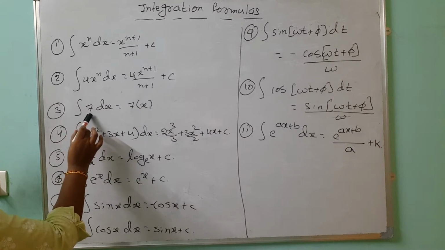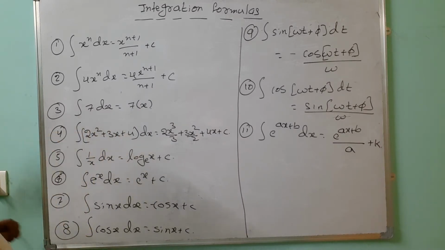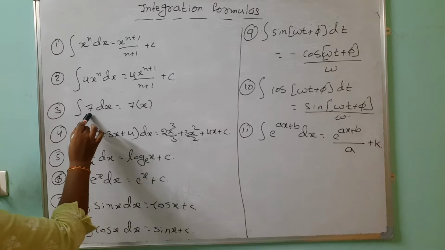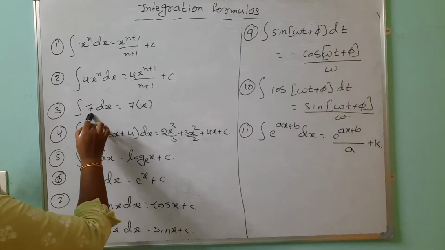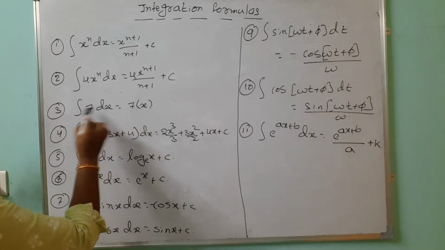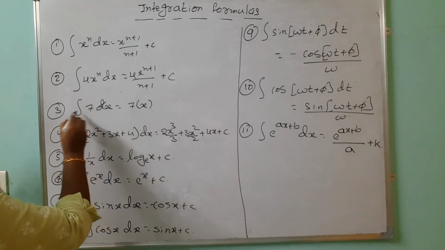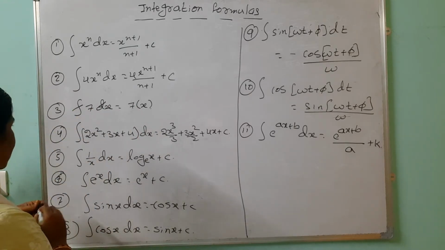Like that, the integration of 7 into dx. I have just given this as an example, but instead of this you can take any number. Just remember that this is a constant. For a constant, integration and differentiation cancel, and you get 7 times x.